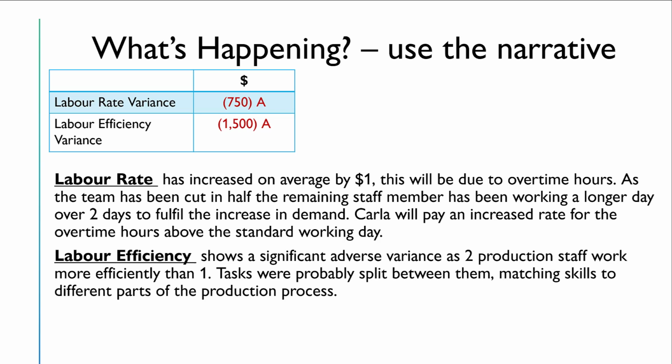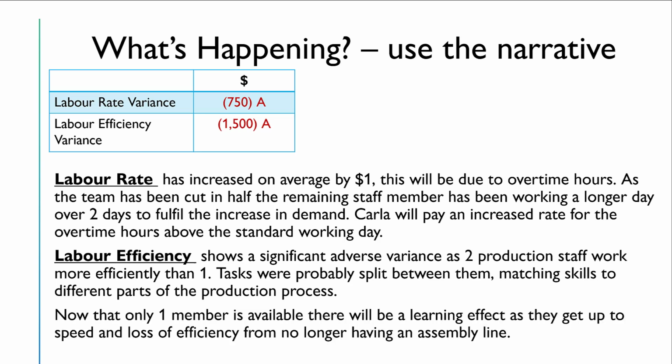Labour efficiency shows a significant adverse variance, as 2 production staff will work more efficiently than 1. Tasks were probably split between them, matching skills to different parts of the production process. Now that only one member is available, there will be a learning effect, as they need to get up to speed, and a loss of efficiency from no longer having an assembly line. So you can infer all of that from the narrative. You've got to stop just stating things and instead explaining, using the scenario to think why. Why is this happening? And therefore, you'll be getting those valuable marks.